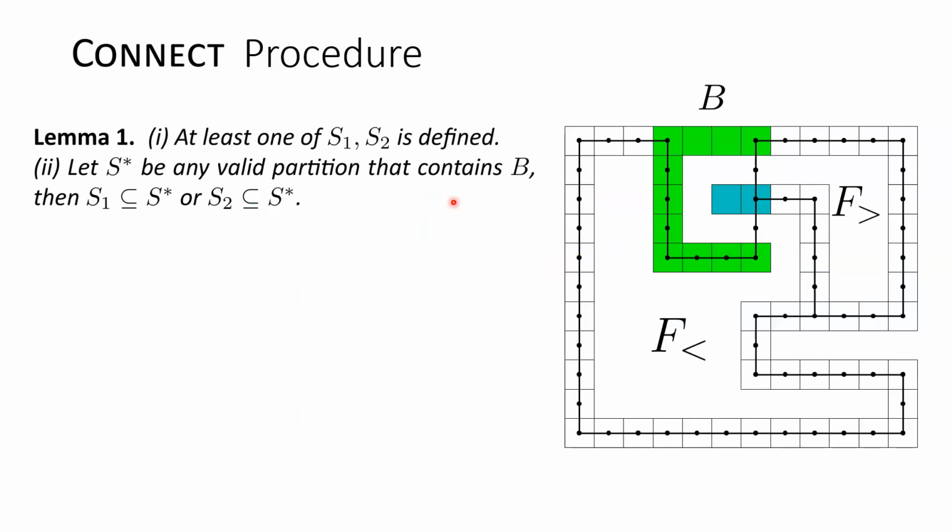And now, for correctness, we just need to have at least one of S1 or S2 be defined, because these faces cannot always be bounded. So we must have one of them be bounded. And the correctness follows from the following fact: for any valid partition S star that contains B, we must have either S1 or S2 be contained in this valid partition S star. And this follows from planarity, in that the intuition is that we cannot take a shortcut and somehow cut through the face. And so that concludes the description of the augment procedure, which uses the connect subprocedure.